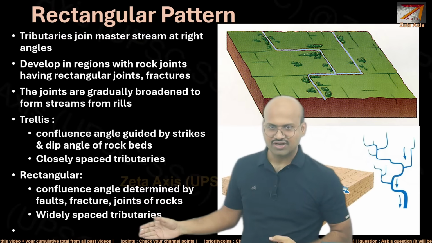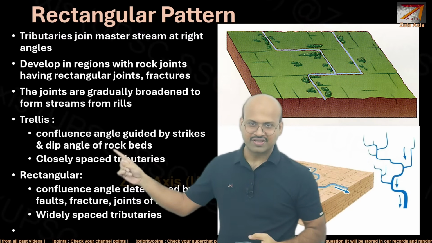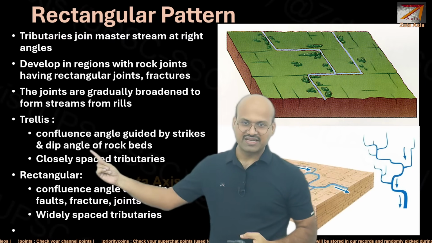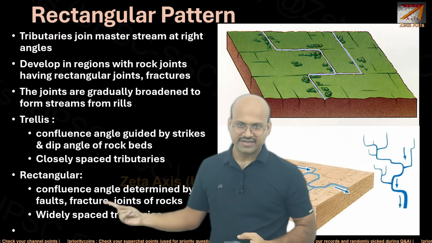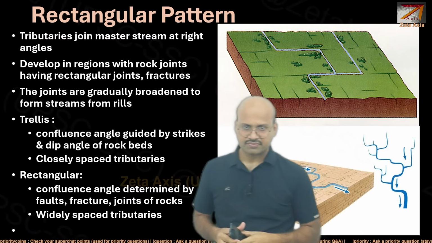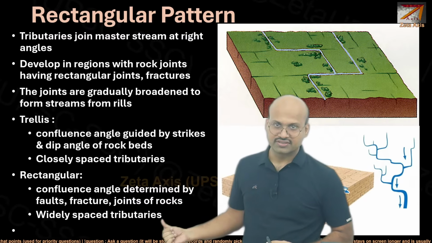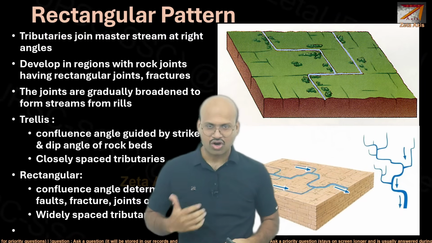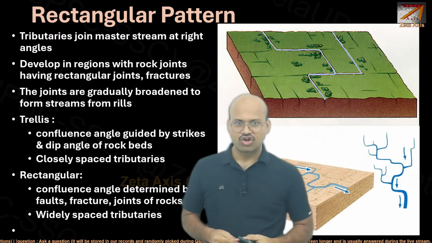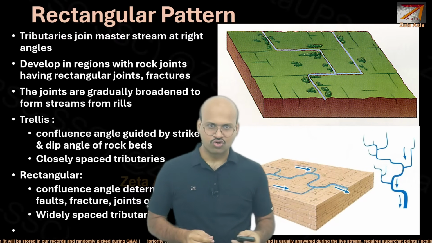But in rectangular pattern, the confluence angle is determined by faults and fractures. So remember, here it was by the strikes and dip angle of the rock beds. Here it is by the angle of the fractures. And generally the tributaries here are widely spaced. Now rectangular pattern is not very common, but it is still seen in a lot of places. And remember, it is not perfectly 90 degrees, but it is close to 90 degrees.